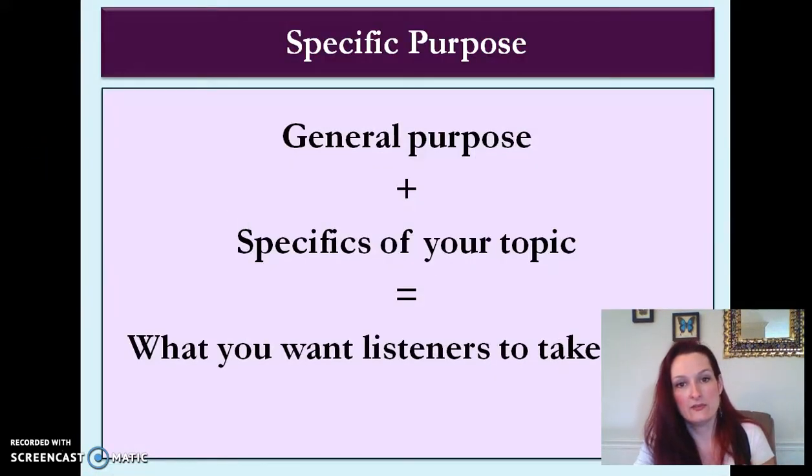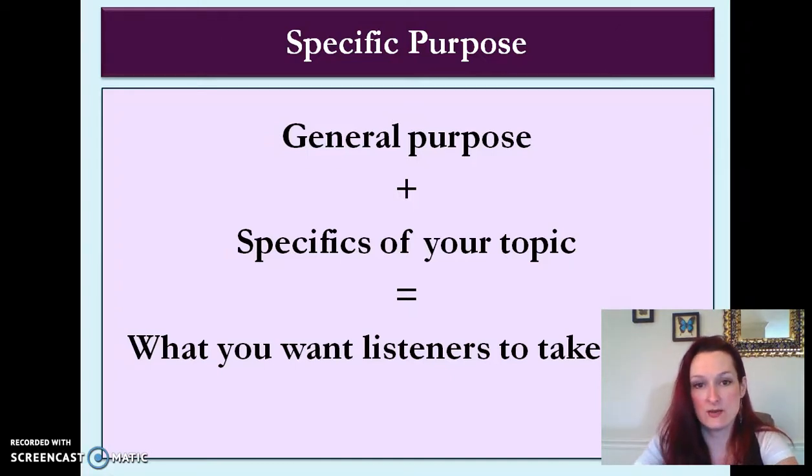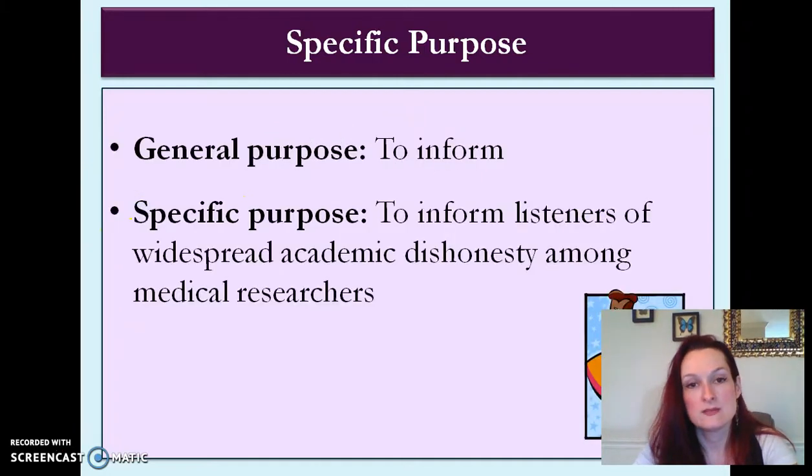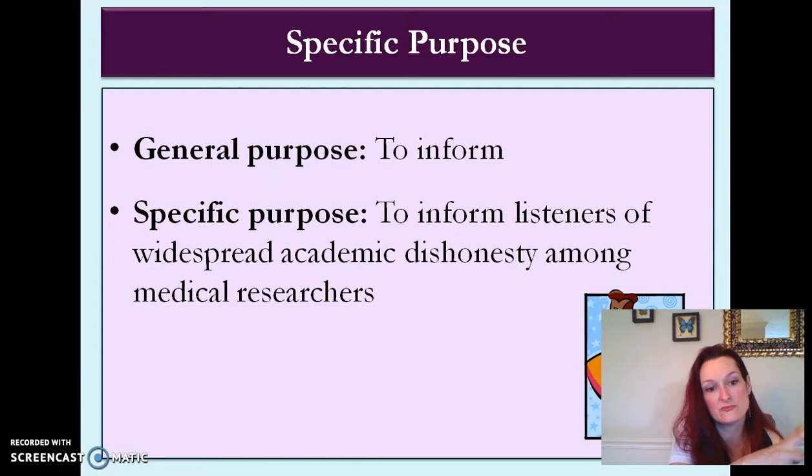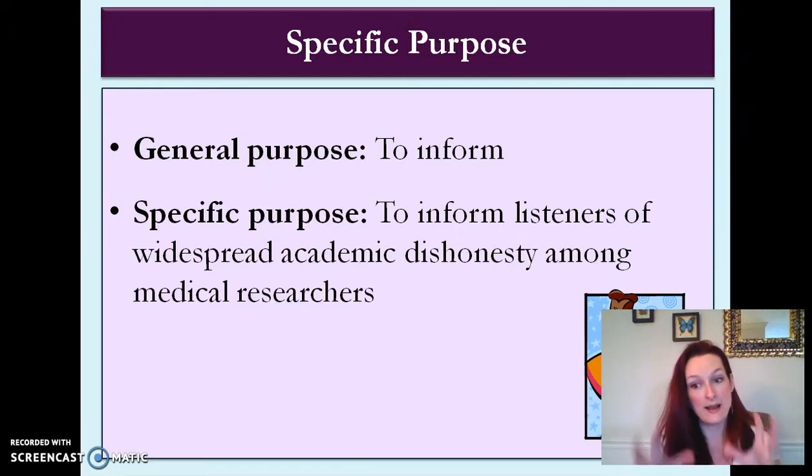Now, once you've got that general purpose nailed down, then you want to come up with your specific purpose. And the specific purpose is your general purpose plus whatever the specifics are of your topic. And that's going to lead us to basically your take-home message, what you want your listeners to take away from your presentation. So let's say our general purpose is to inform, just to provide information about something. And our specific purpose might be to inform listeners of widespread academic dishonesty among medical researchers. So we're going from very general to inform to very specific to inform them about the fact that there's widespread academic dishonesty among medical researchers.